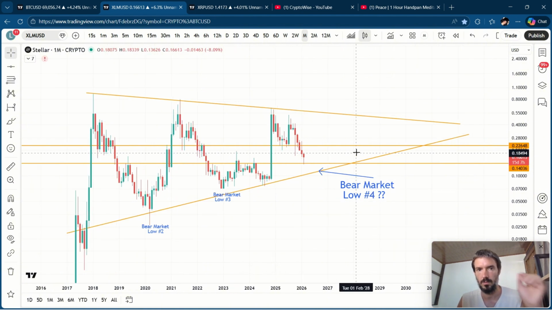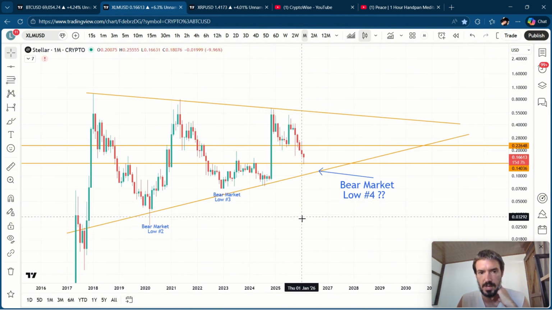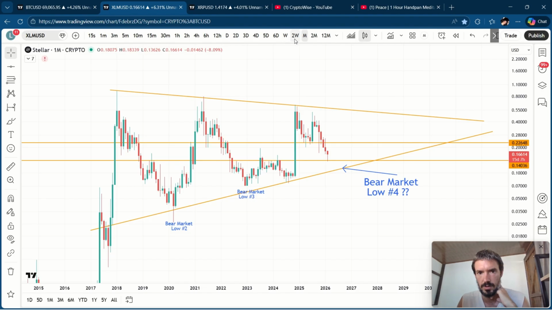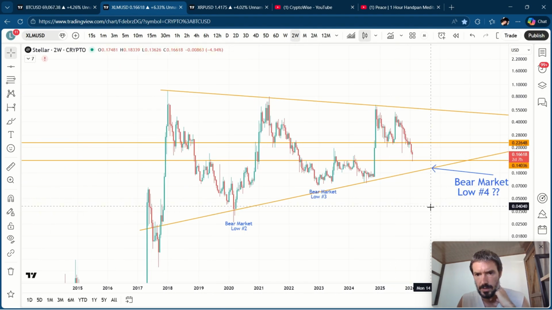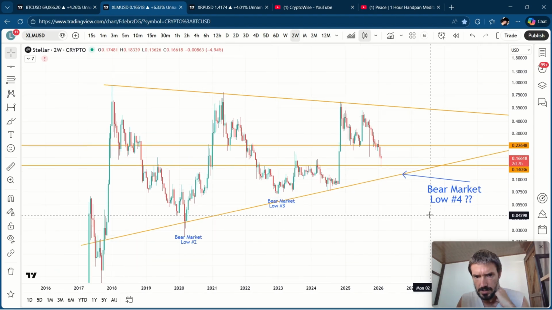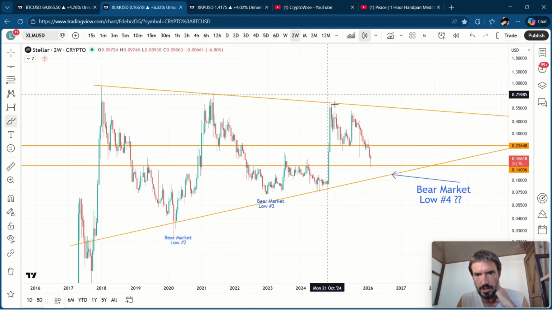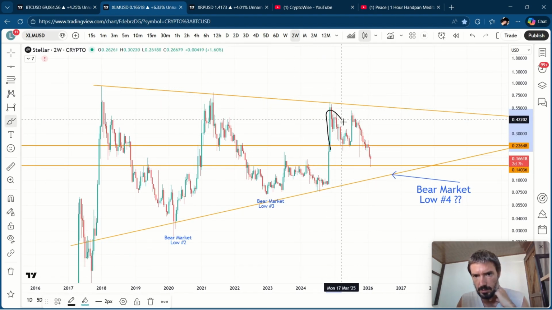Now, one thing that we can look at here, this is the monthly time frame. So if I zoom in here a little bit on the 2 weekly, we can see that we had a double top pattern, a very big double top here. And we've since broken down, back tested, and went lower.